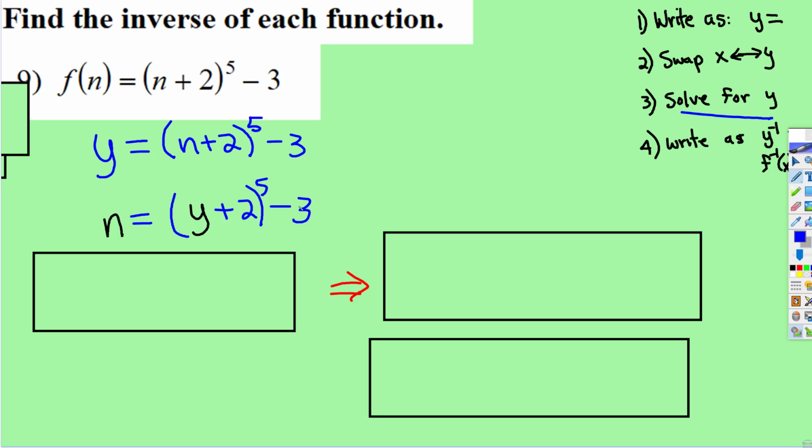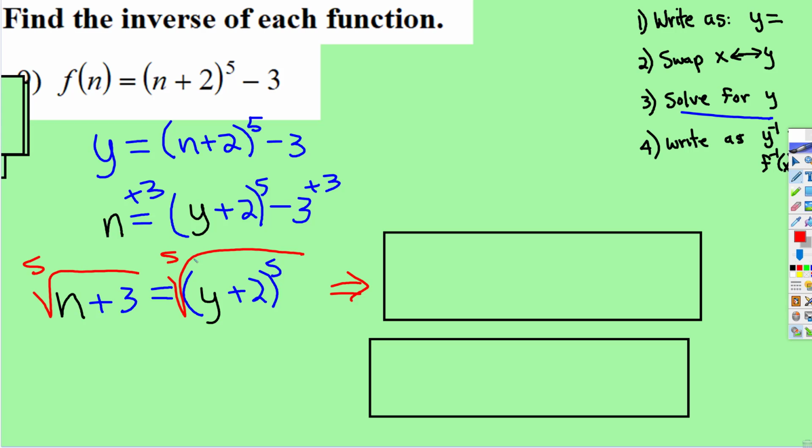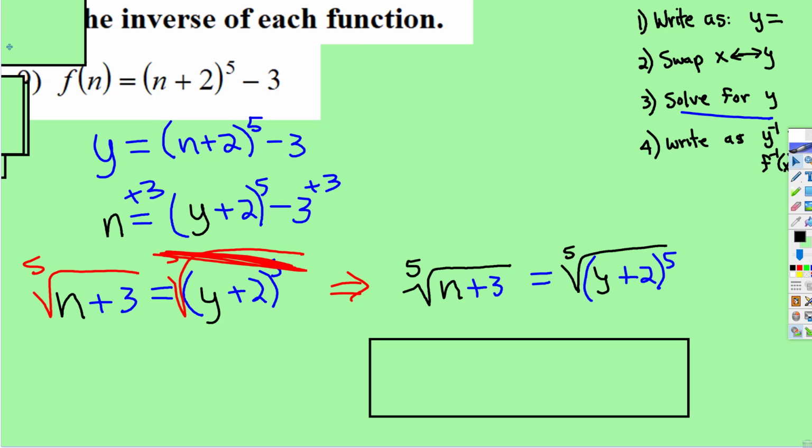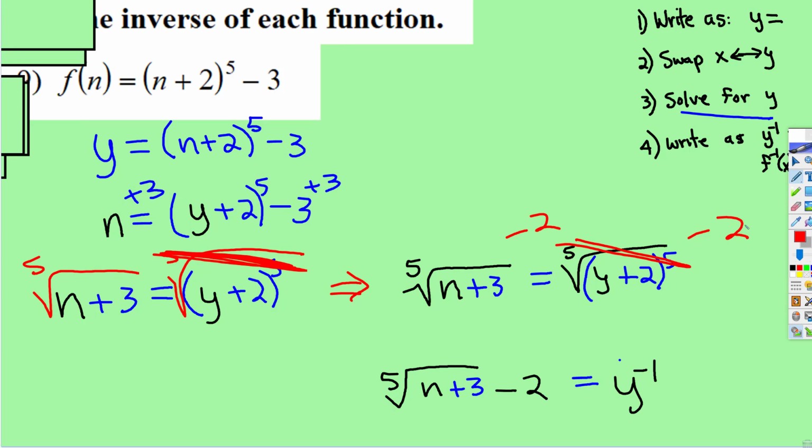So we get rid of the outside number first. We're going to add 3 to both sides. And then we're going to simplify that. And then the undoing of something to the 5th power is something to the 5th root. When you take the 5th root, that goes away. And now what we have on the right side is y plus 2. So we're going to subtract 2 on both sides. And once you subtract the 2, you're going to have a y by itself.